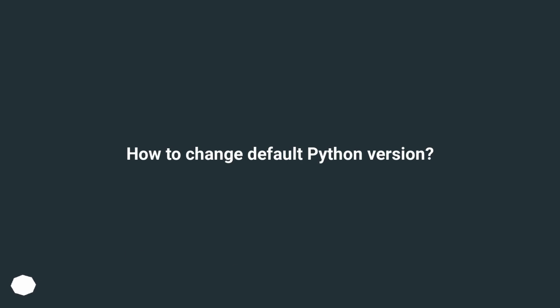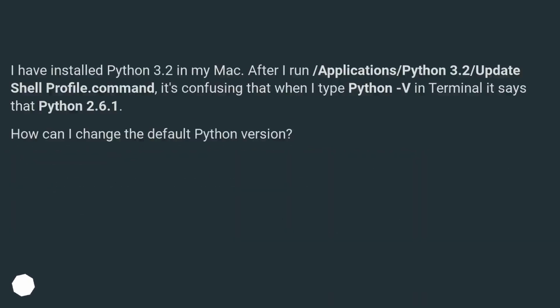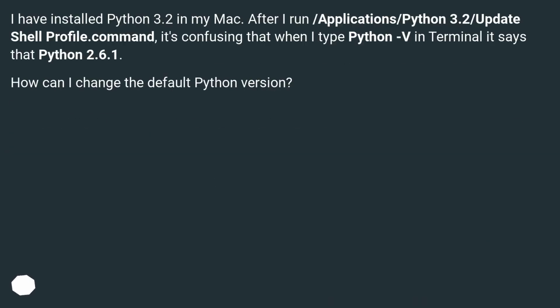How to change default Python version. I have installed Python 3.2 on my Mac. After I run /Applications/Python 3.2/Update Shell Profile.command, it's confusing that when I type python -V in terminal, it says Python 2.6.1. How can I change the default Python version?